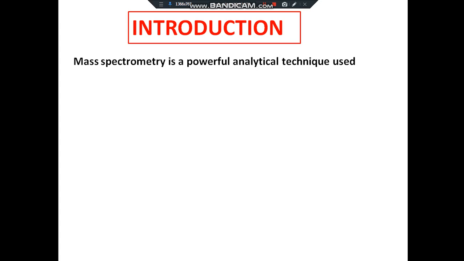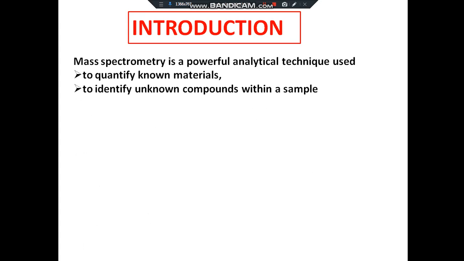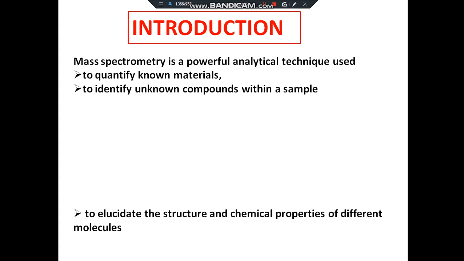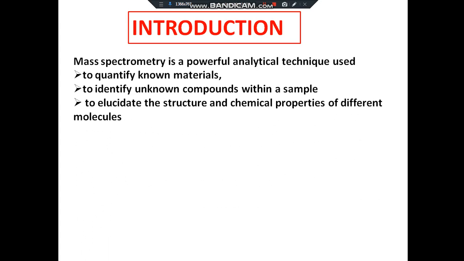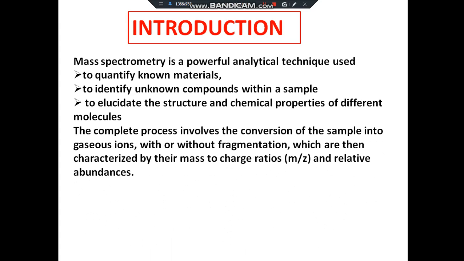Mass spectrometry is a powerful analytical technique used to quantify known materials, to identify unknown compounds within a sample, and to elucidate the structure and chemical properties of different molecules. The entire process involves conversion of the sample into gaseous ions and then fragmentation. These fragments are then sorted by mass to charge ratio, and the spectrum is the mass to charge ratio of the ions versus their abundances.